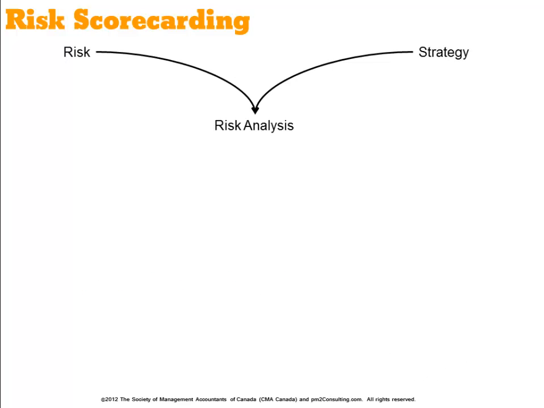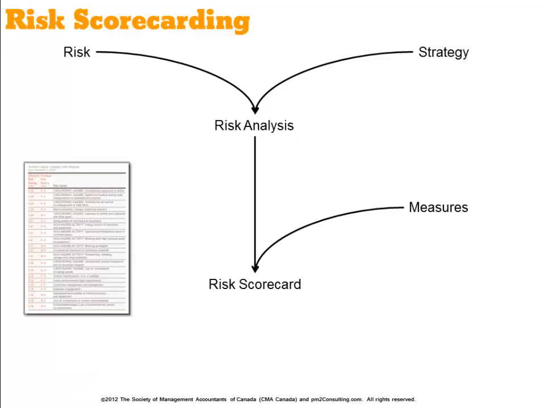For any organization, we should be able to take its risks, combine that with its strategy to do a more comprehensive analysis of where risk is. And if we combine that with performance measures, we ultimately should be able to build you a risk scorecard.